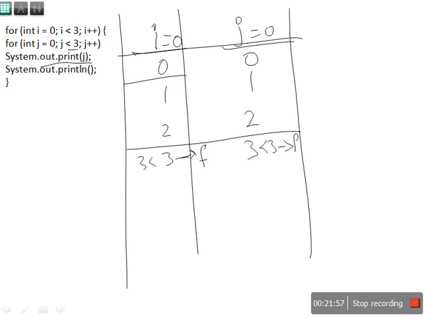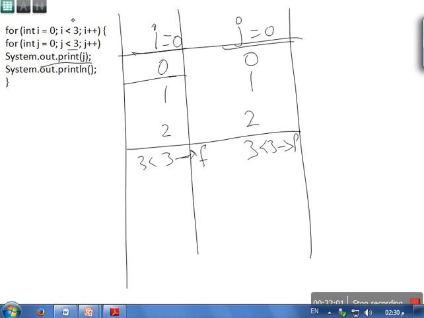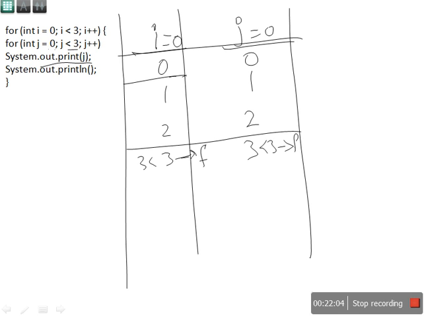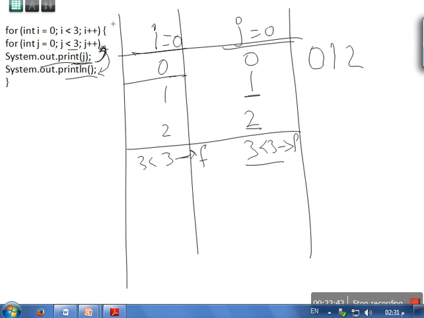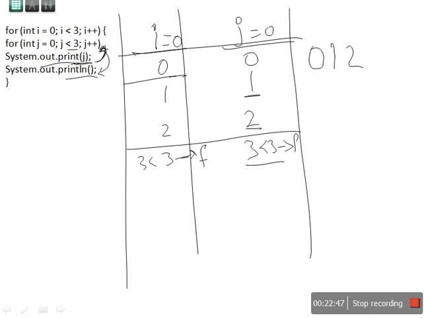Now initially i is 0, i less than 3 is a true condition, and it comes to the inner loop. j is 0, j less than 3, true condition, print j. So it will print 0. Again it goes to the inner loop. Until the inner loop finishes, it will not go to the outer loop. Now j becomes 1, print j, 1. It comes on the same line because it is print, not println. Now j becomes 2, print j, 2. Now j becomes 3, 3 less than 3 is false. When the condition becomes false, it will execute the next statement related to the outer loop, go to the next line, and then go to the outer loop again.